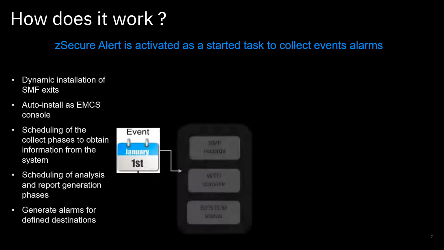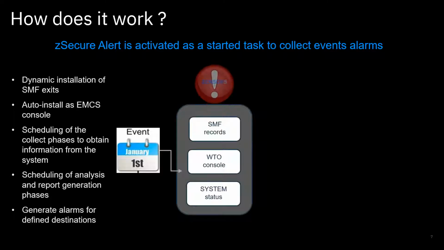How does it work? Well, when you start zAlert started task, it dynamically enables the SMF exits and installs itself as an extended master console, and periodically starts the zSecure collect program to obtain information about the system environment. In addition, it starts the audit task at each reporting interval for analysis and alert report generation. Then alerts are reported to different destinations, such as email, WTO, Unix syslog, SNMP, or a combination of these destinations.